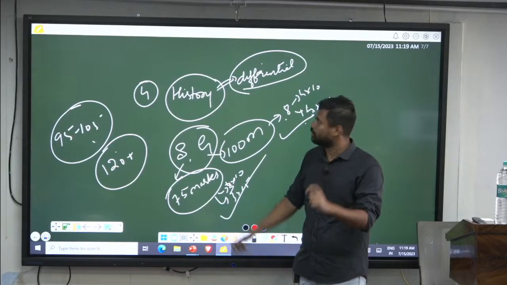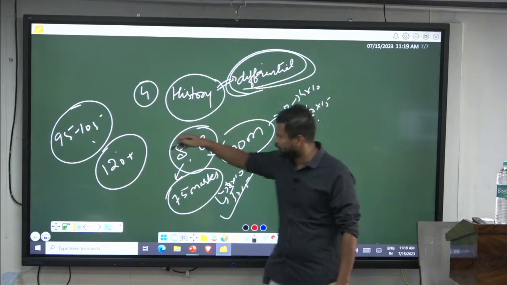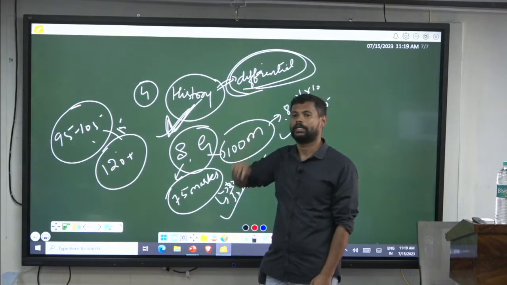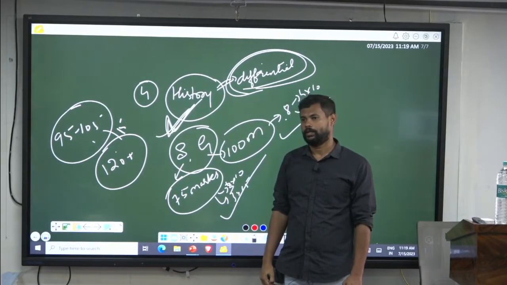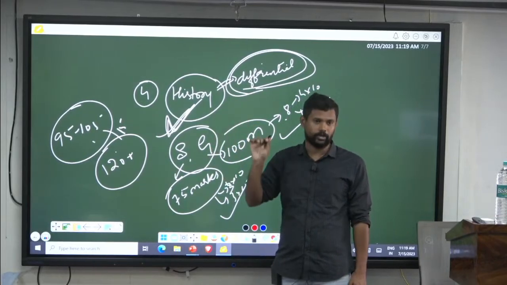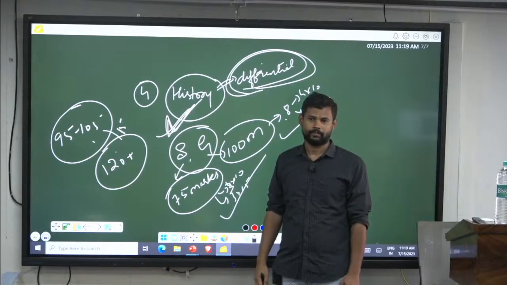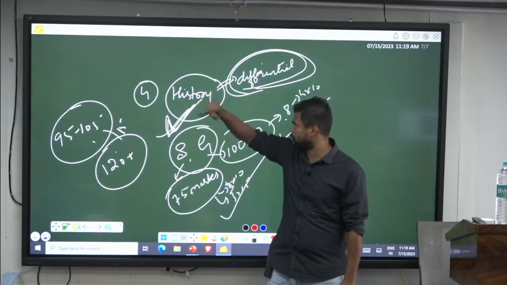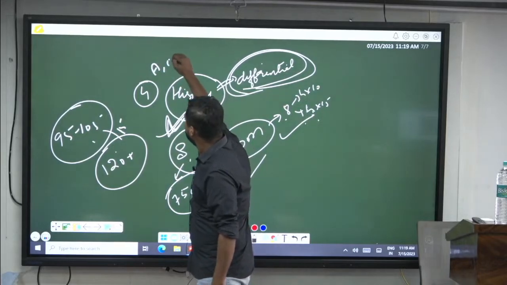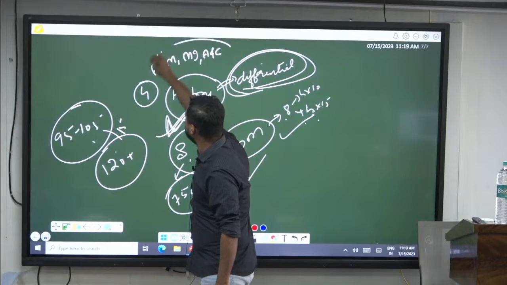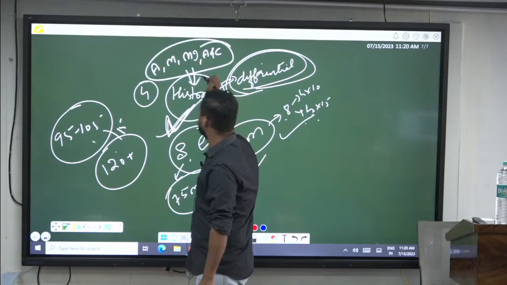So where is it that the differential is getting created? Where is it that that extra 15 marks is getting pulled? It is in how we are going to approach history. No one will teach this, because it is very difficult to teach. When I say history, it means 4 things: ancient, medieval, modern India, and art and culture mixed together is known as history.